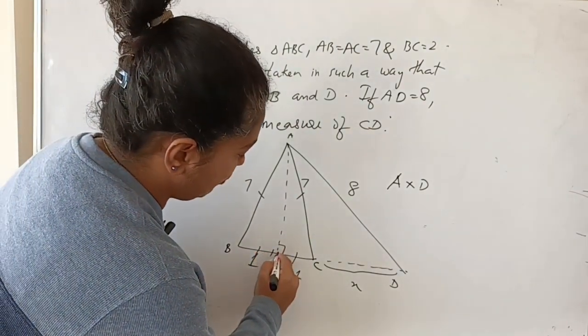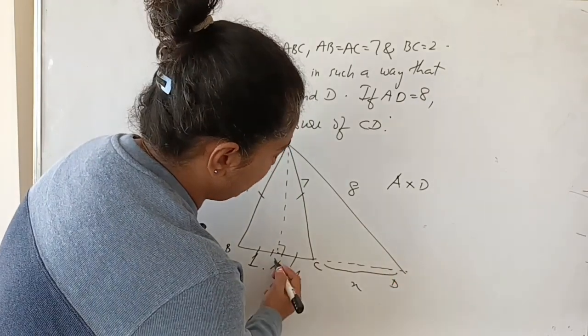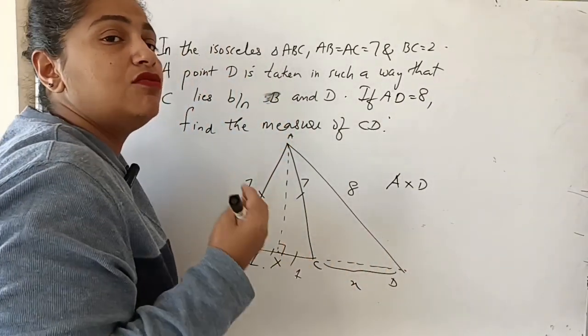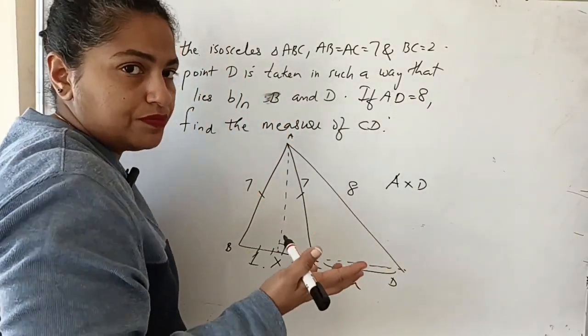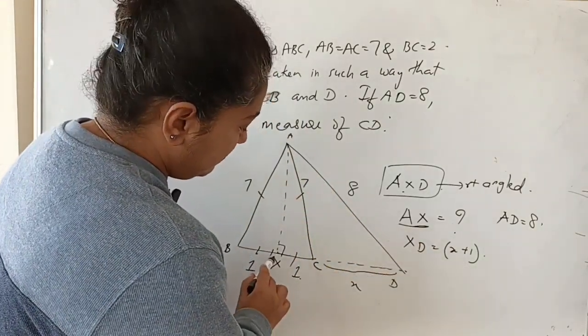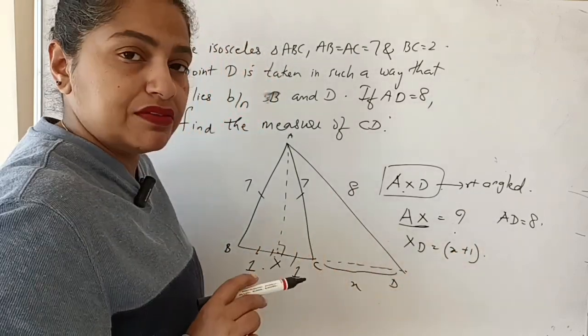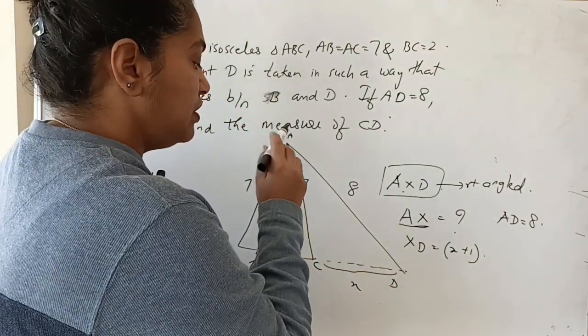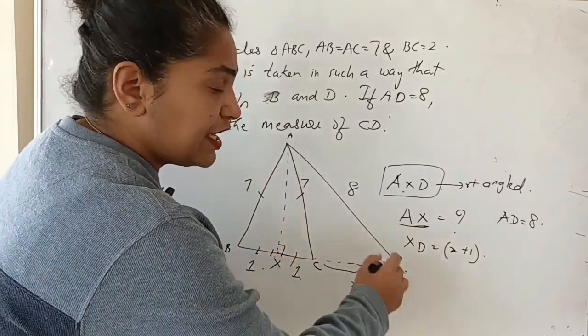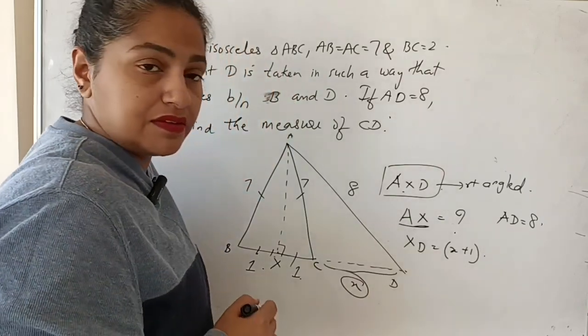Agreed? So, what is the measure of AX? What is the measure of AD? And what is the measure of XC? So, let us see which are the measures that we already know. The value of AX we do not know. XD is XC plus CD, which is x plus 1, and AD is equal to 8. Now, if we know the measure of AX, we can use the Pythagoras theorem and then find out the measure of this side.